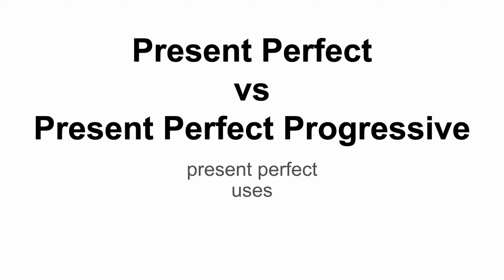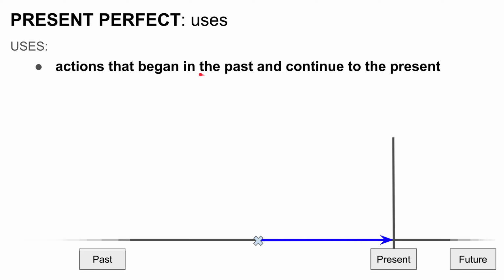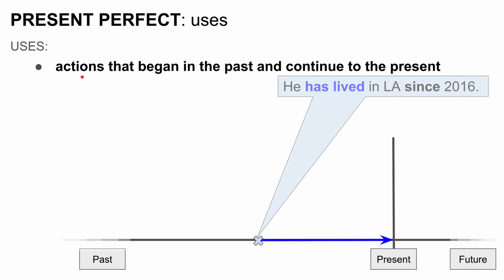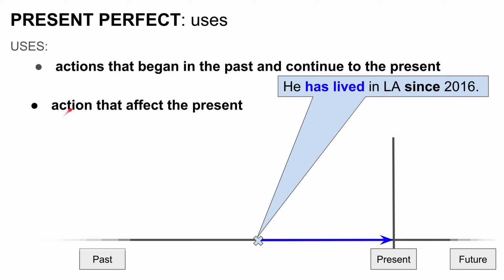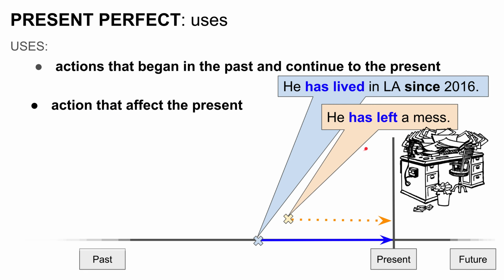Okay. Let's look now at the uses for the present perfect. The first one is actions that began in the past and continue to the present. So for example, he has lived in LA since 2016. We can also use it for actions that affect the present. For example, sometime in the past he made a mess and the mess is still in the room. So you can say he has left the mess. The mess he made is still in the room. It's still affecting the present. He has left the mess.